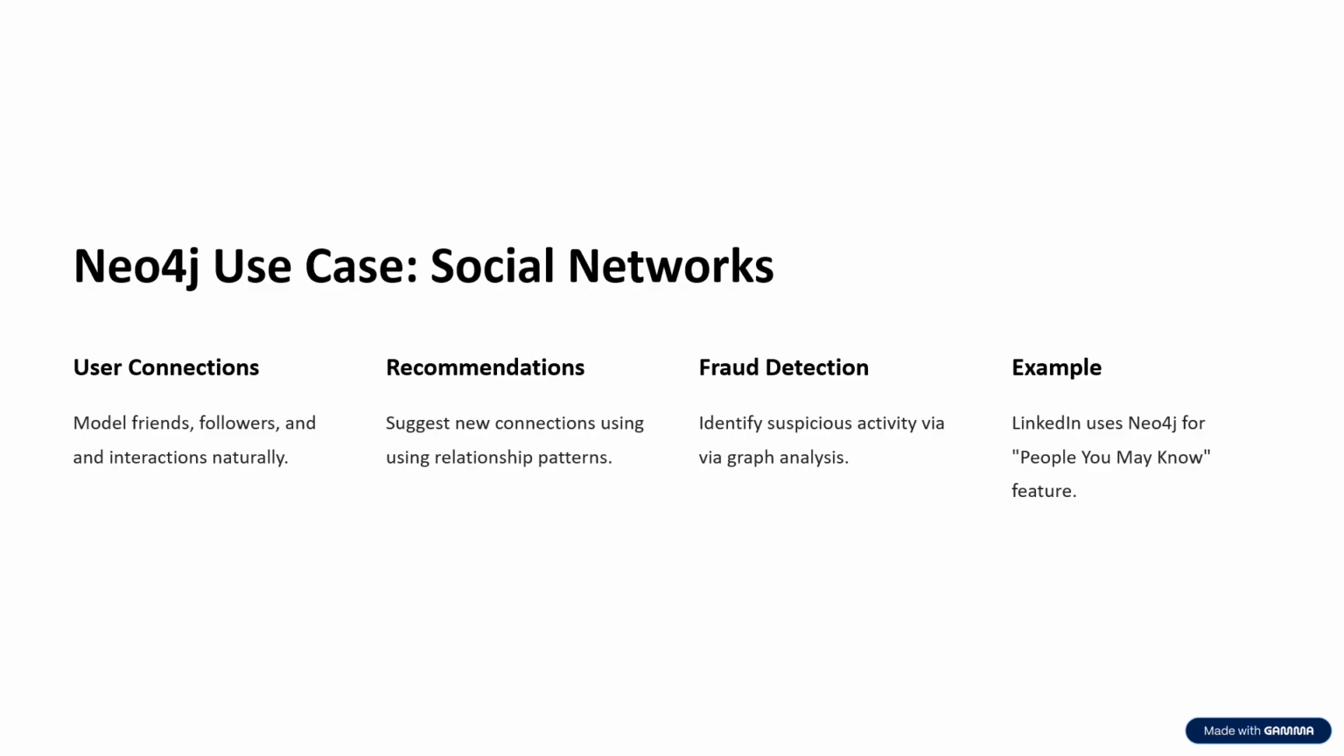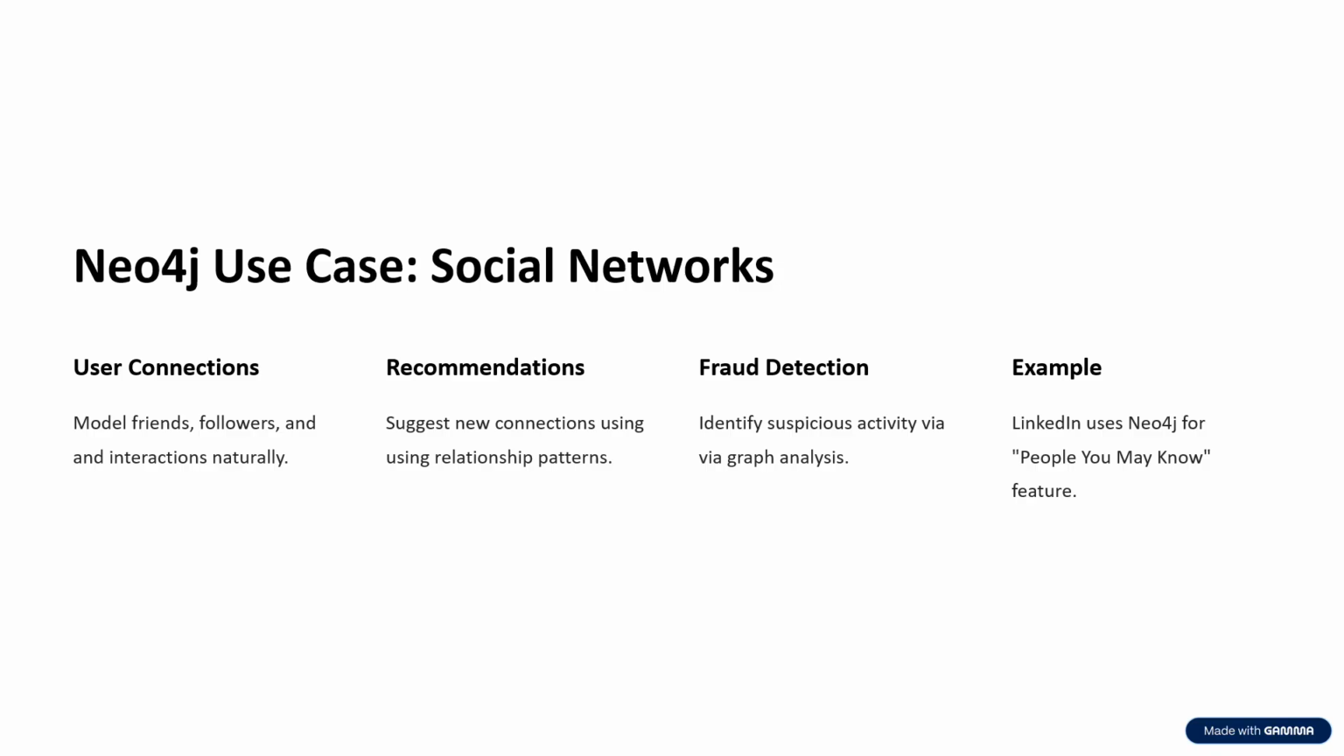Then some use cases in social networking sites, like networking apps such as Facebook, LinkedIn, etc. So the first one is user connections, to model friends, followers and interactions naturally. Neo4j can easily model friendship, like who is friends with whom, who follows whom, and how people interact. These are all the connections.